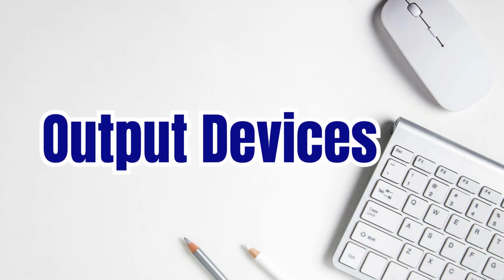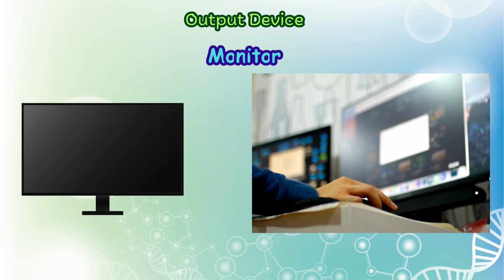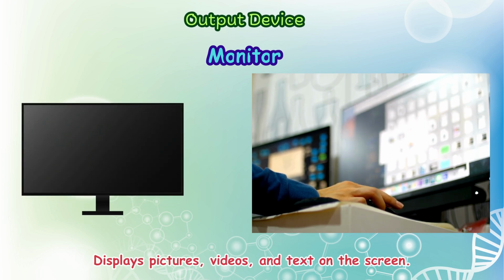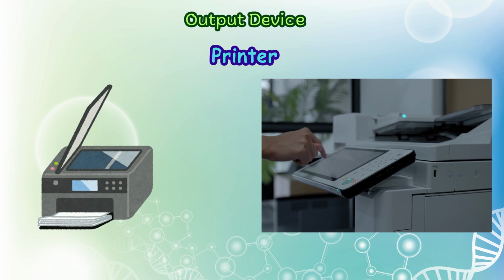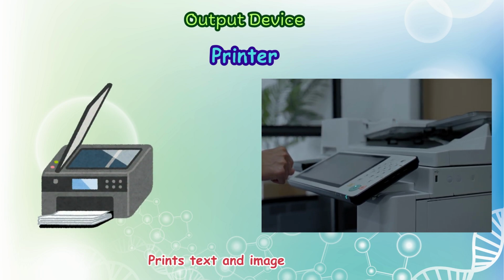Output devices. Monitor. Displays pictures, videos, and text on the screen. Printer. Prints text and images on paper.